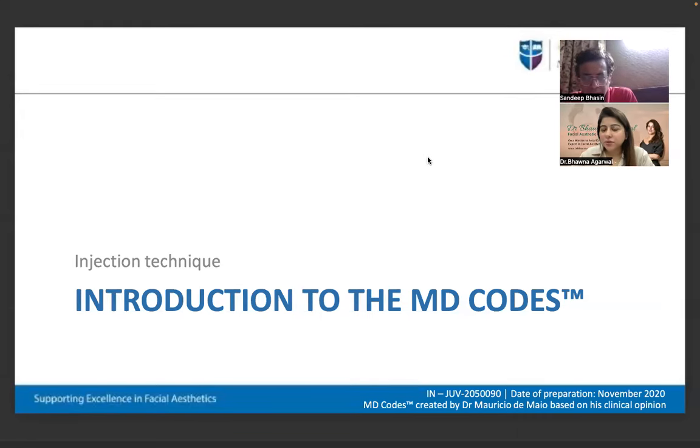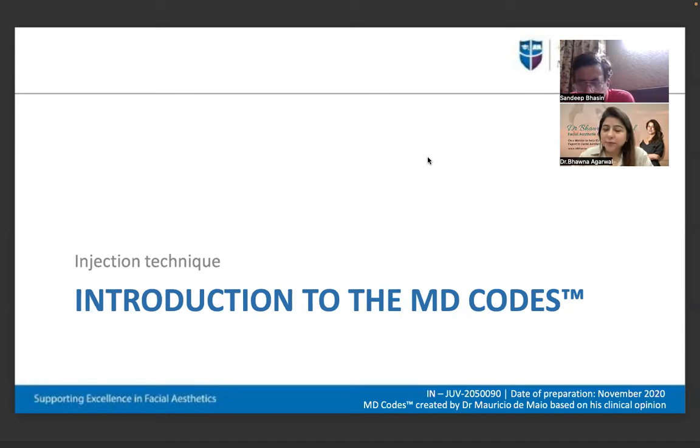So why MD codes? Because before MD codes were introduced, the problem that injectors were facing was, first of all, they didn't know how much filler is required to address a certain aesthetic concern. There has to be a minimum quantity and a maximum quantity for a particular aesthetic concern, where it has to be placed exactly to give that result.